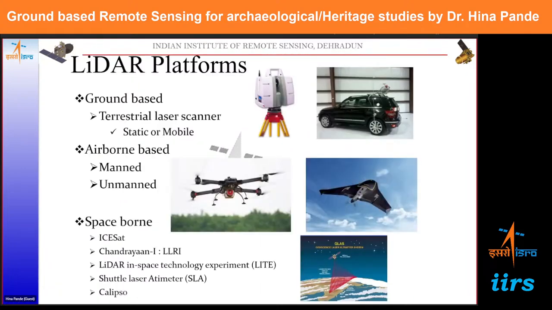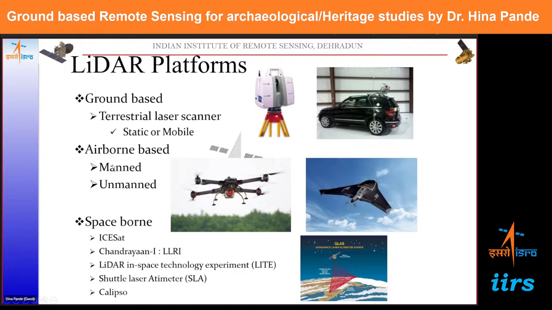LiDAR platforms can also be ground-based. So we can have terrestrial laser scanners, which can be static or mobile. Static would mean that I place it at one location and take measurements. A mobile sensor would be that you mount it on a moving platform and then take measurements, or you carry the sensor yourself and take measurements while in mobile mode.